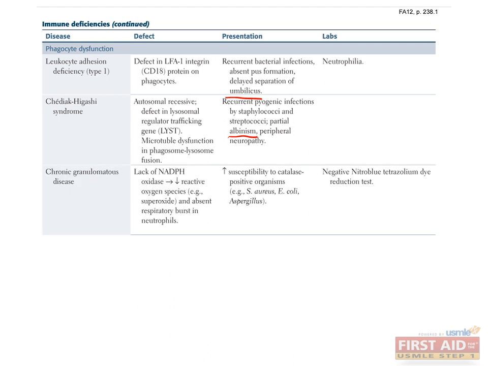Lastly, our discussion arrives at chronic granulomatous disease. The defect in this condition is that neutrophils lack the enzyme NADPH oxidase. The inability to generate reactive oxygen species for the respiratory burst renders neutrophils ineffective, and patients have an increased susceptibility to catalase-positive organisms. The presence of this condition is confirmed by a negative nitroblue tetrazolium dye test, where the absence of superoxide prevents reduction of the dye. This test is positive in patients with normal neutrophil function.